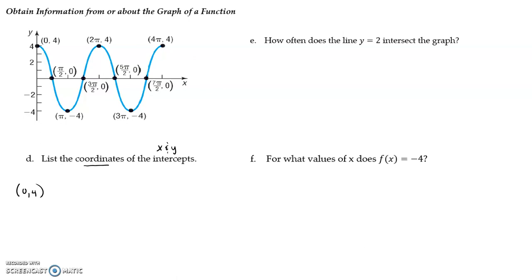And my x-intercepts, I have a total of 4 of them on my graph. So my first one is the point pi/2, 0. I have the point 3 pi/2, 0. 5 pi/2, 0. And my last point here is going to be 7 pi/2, 0. So a total of 5 intercepts for part D.